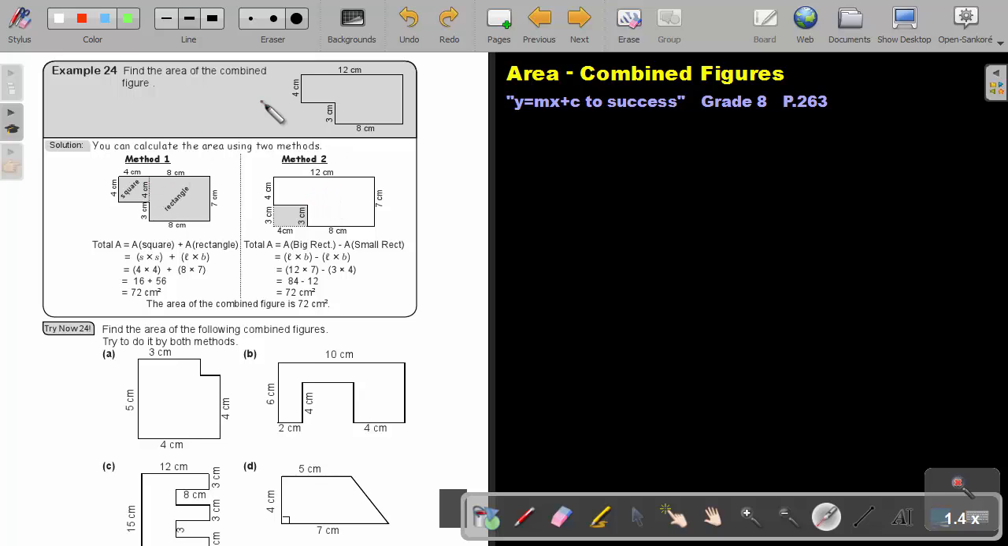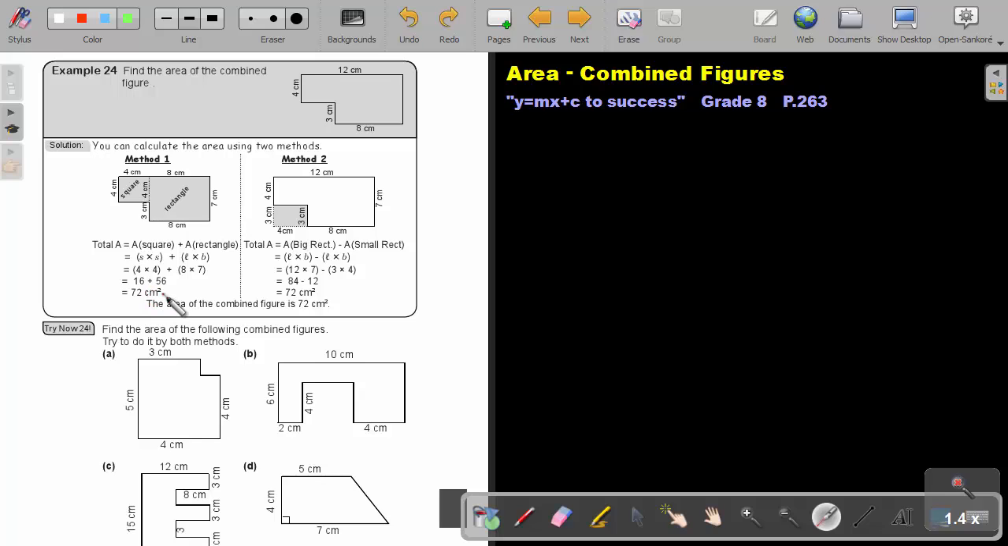We're first going to do it the old way, by dividing it there, then we are sitting with a square plus a rectangle. So we work out the area of a square, we work out the area of the rectangle, and then we just add it up and we get 72 centimeters squared.